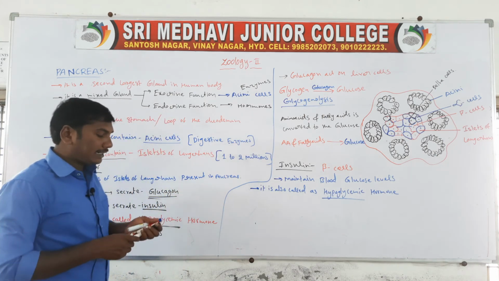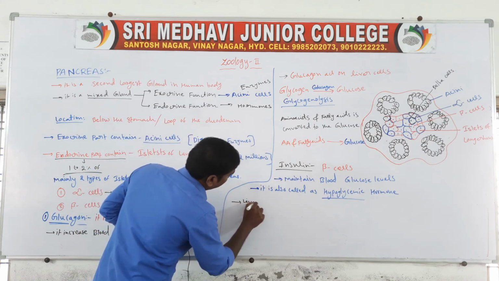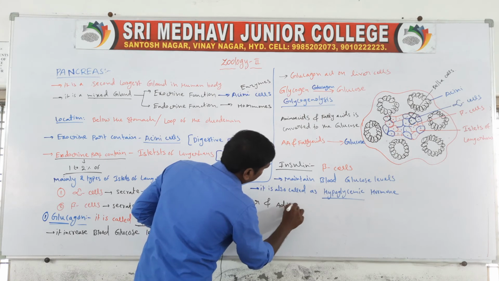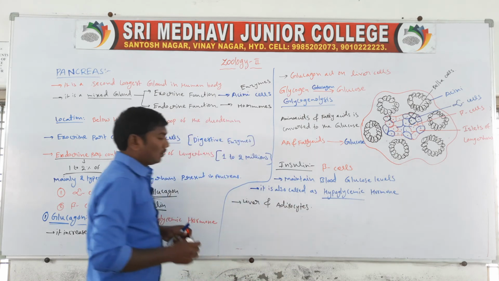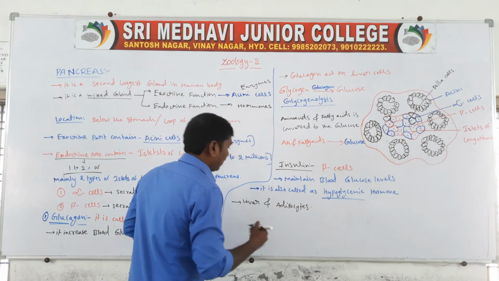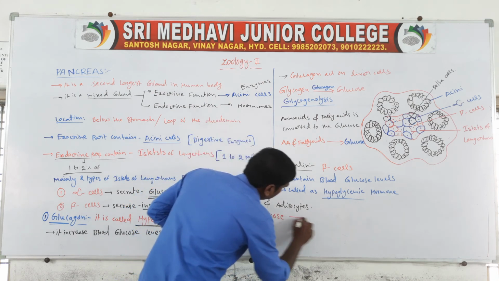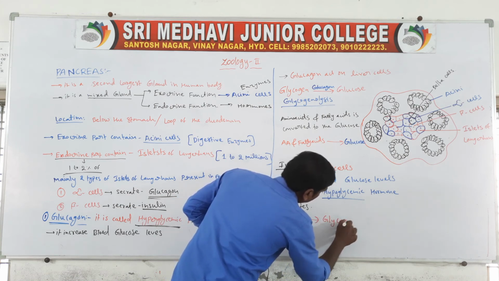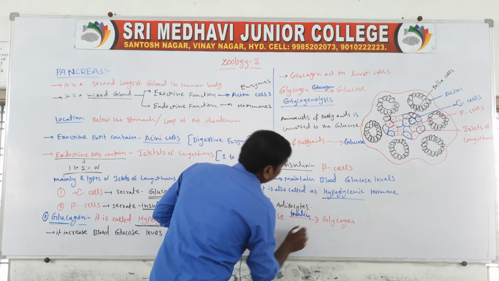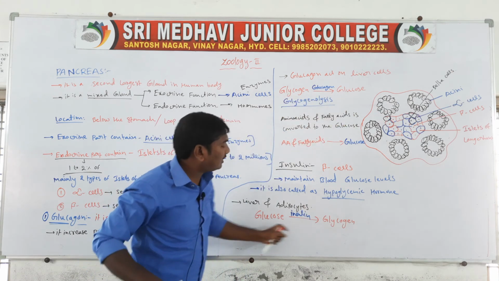Insulin acts on the liver cells and adipocytes. These convert glucose to glycogen in the presence of insulin. So glucagon converts glycogen to glucose, while insulin converts glucose to glycogen.